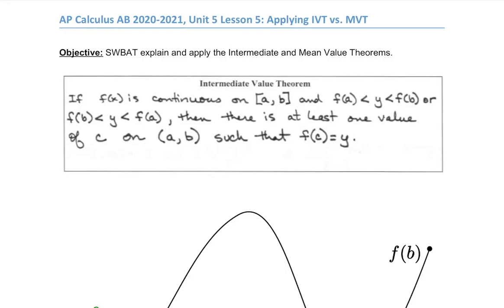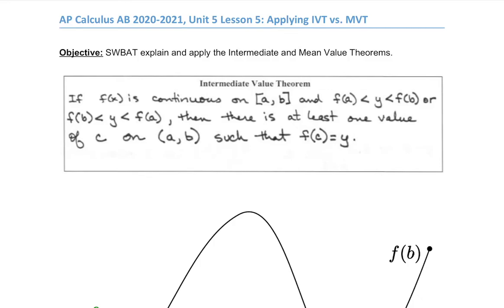Unit 5, Lesson 5. The intent of this lesson is just to get you one more at bat on differentiating between the intermediate and mean value theorems of calculus and how we might apply those to make conclusions about functions. So the first thing to differentiate them is the words intermediate versus mean. Intermediate, you want to just immediately think between, and mean, you want to think average.